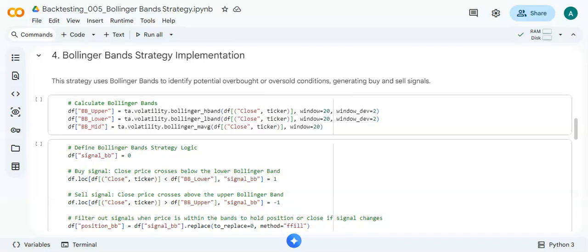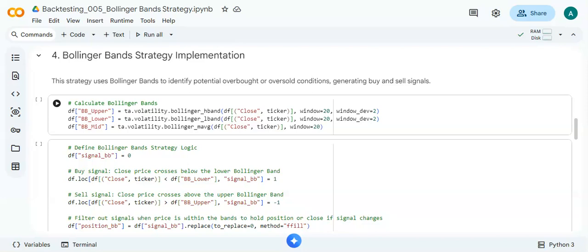And this should generate our buy and sell signals. Okay, basically what we have, Bollinger Bands has three bands, right? So it has an upper band, a lower band, and a mid band. Basically, the strategy is very simple. In simple terms, we sell when the price reaches the upper band. So it is like overbought, right?